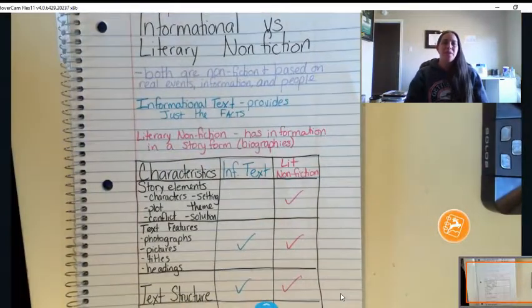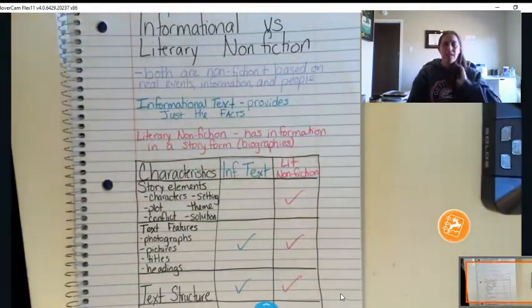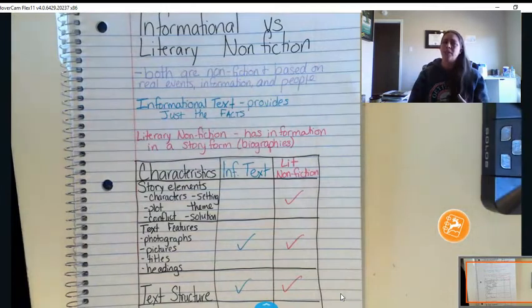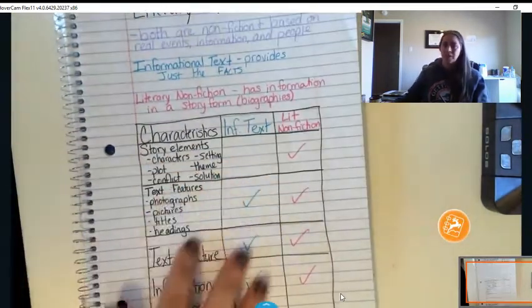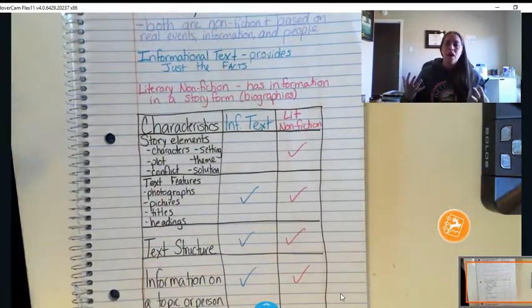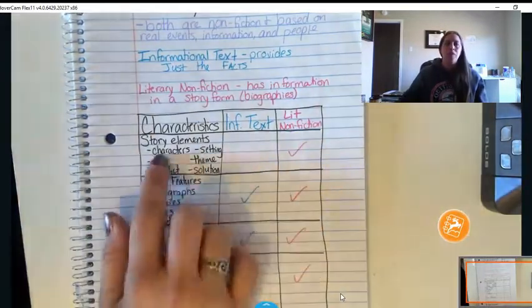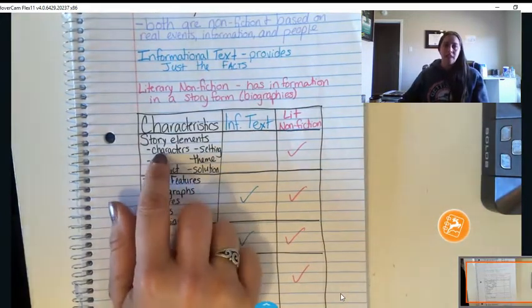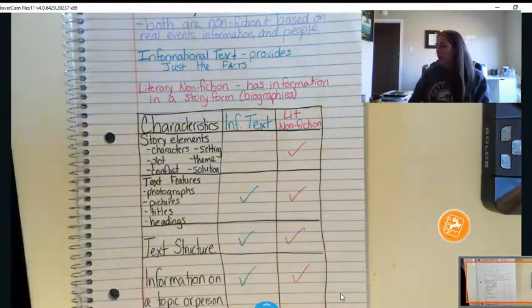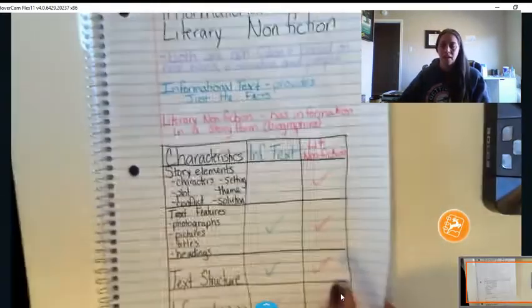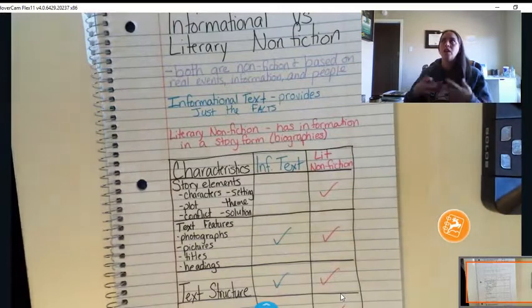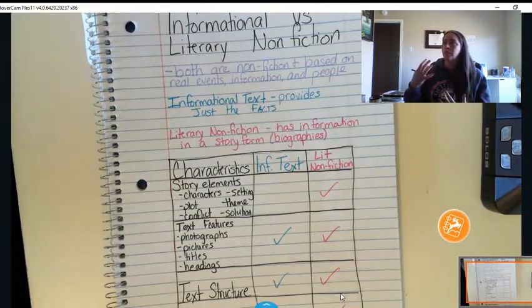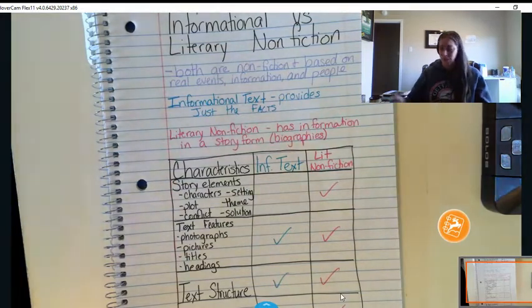All right, everybody, welcome back. We're going to go ahead and continue on. Last time we talked about informational versus literary nonfiction and all of the characteristics that we can find. Now, when we're talking about literary nonfiction, remember one of those characteristics is that they have story elements, such as characters. And when we're talking about characters in literary nonfiction, we use the same process, the same techniques that we did when we were talking about characters in fictional text.